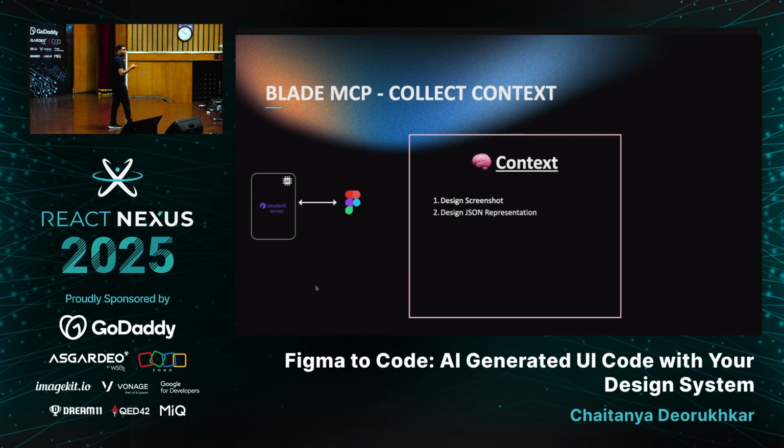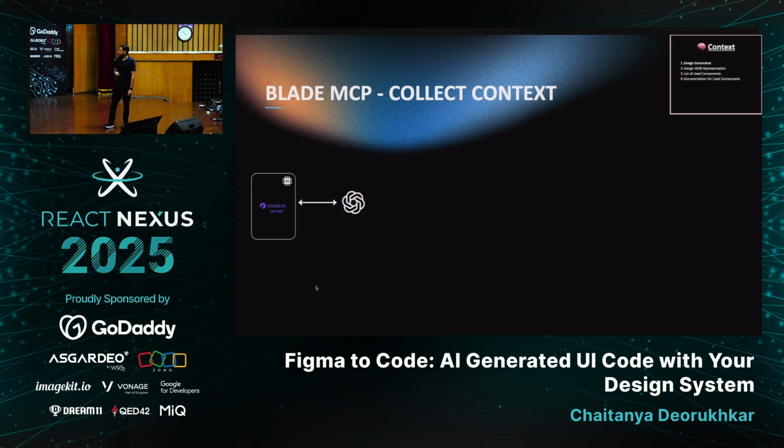Now, because we have the JSON representation of the design and we know the components that are used inside this JSON representation, we can figure out the list of all the components that are used in this design. Now that I know the list of all the components used in the design, I'm going to use that to fetch the documentation for all of these components and put that in the context store as well.